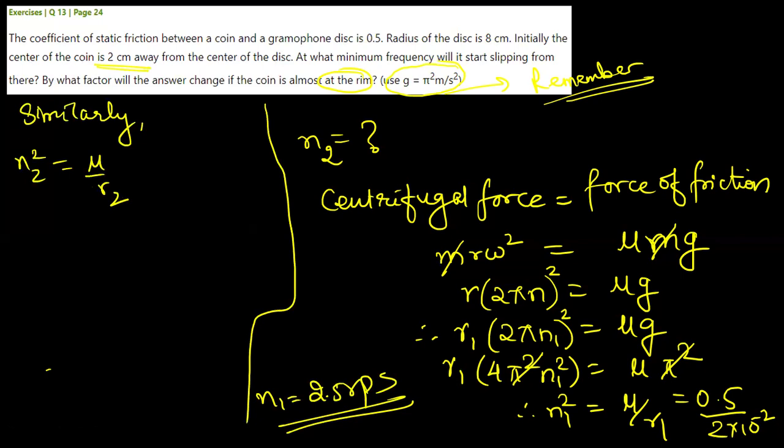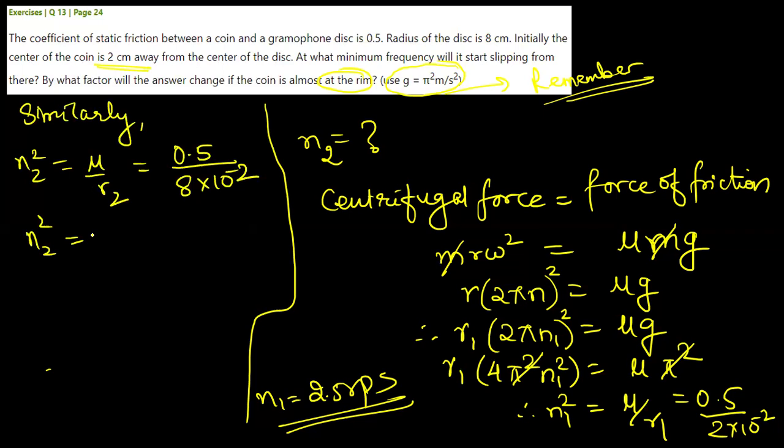You can write similarly, and n2 squared will be μ upon r2. Just like n1 squared equals μ upon r1, by the same calculation we get it for n2 as well. n2 squared will be μ by r2. μ is 0.5, r2 is 8 into 10 raised to minus 2. That is given to you. So when you solve this, you get the n2 squared value.